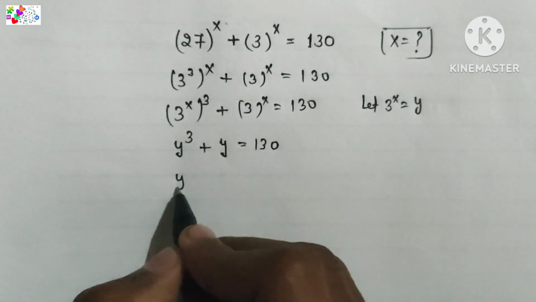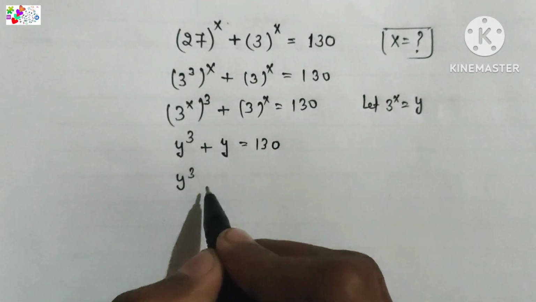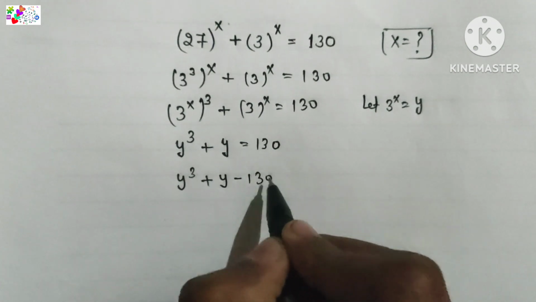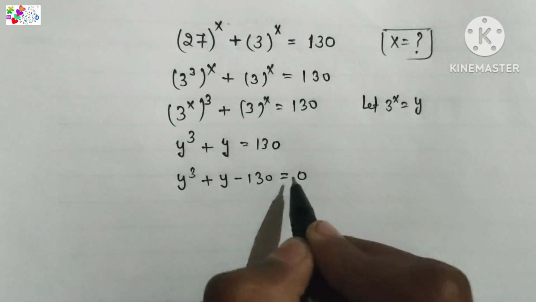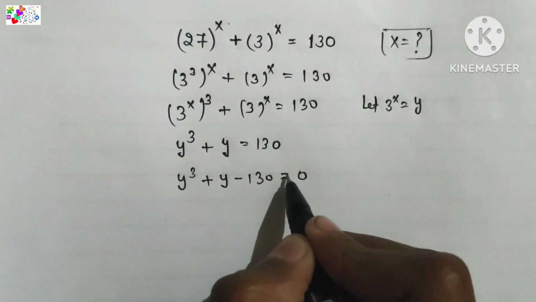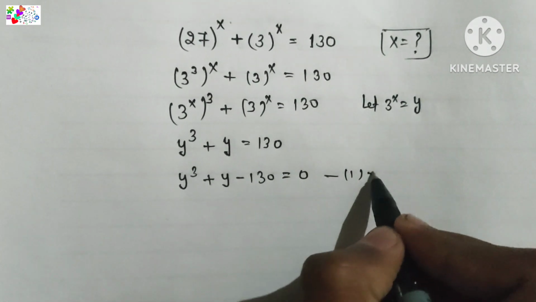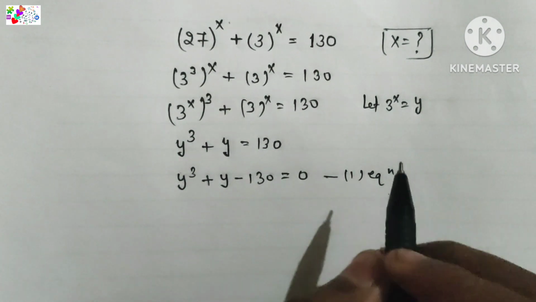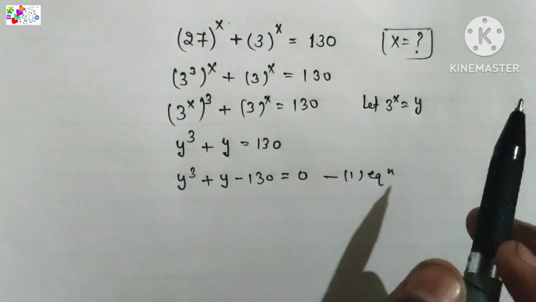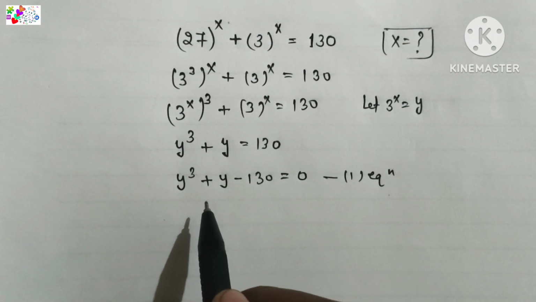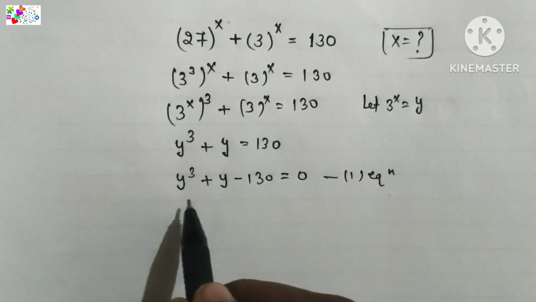Now I will write y to the power 3 plus y, and on the right hand side I can write minus 130, so that the left hand side and right hand side is equal to 0. So now this is our first equation. I have to find x. First of all, we find y's value.